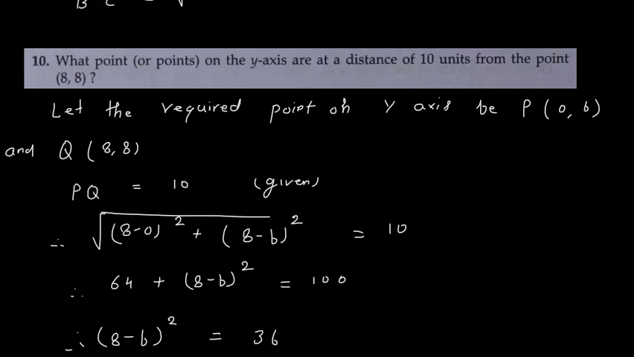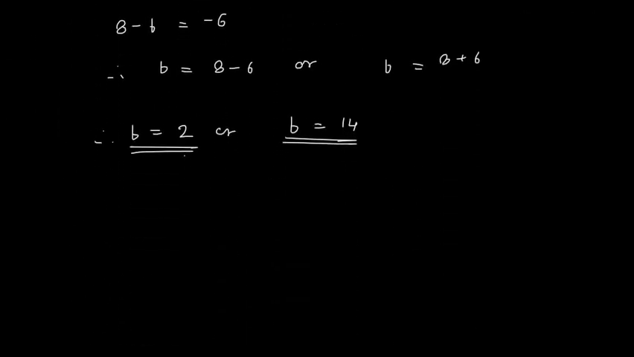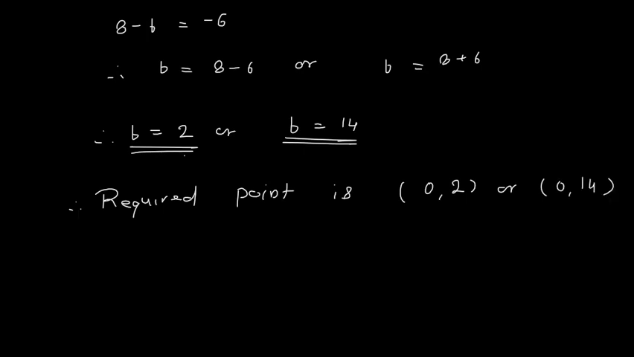So what point on the y-axis are at a distance 10 units? So therefore I will say that the required point is 0, 2 or 0, 14. So both these points are at a distance of 10 units from 8, 8.